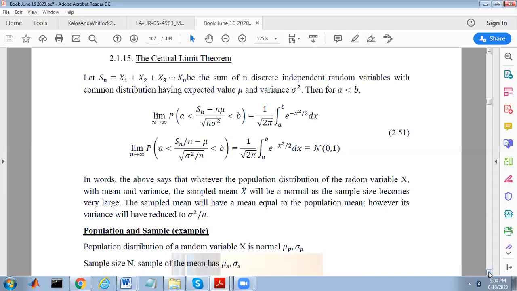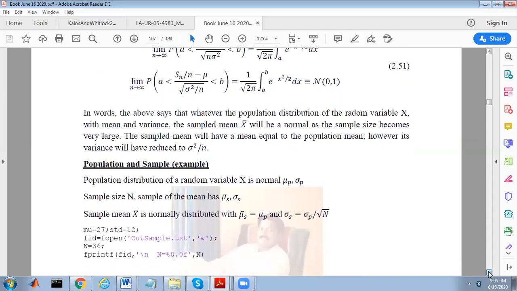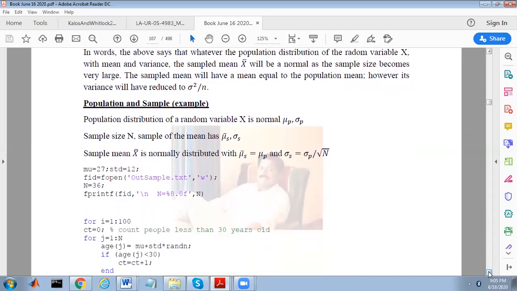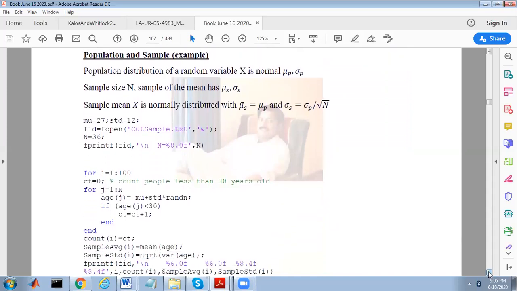This is such a beautiful aspect of the central limit theorem that I'm going to show you with a little Matlab program, and I would really like you to do it yourself and satisfy yourself that yes, you've done it.